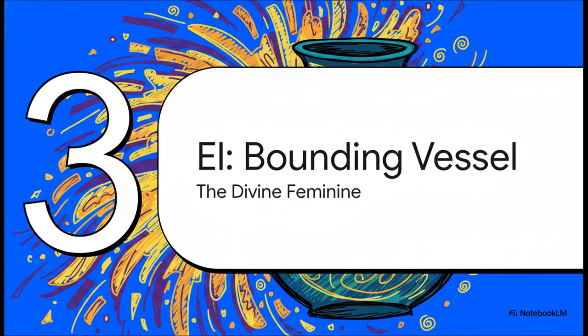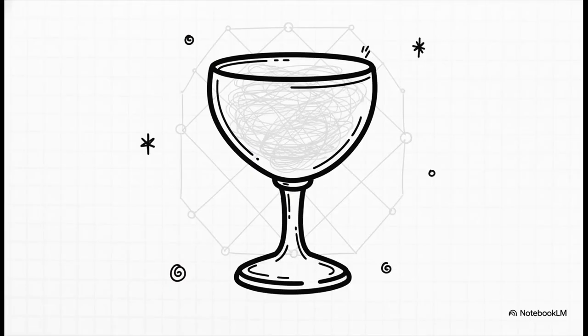Because Ra radiating energy all by itself doesn't make a structured reality, does it? It needs a container. Right, so if Ra is the infinite radiating energy of source, El is the bounding vessel required to actually hold it. Correlating to the moon, El represents the divine feminine, the receptive subconscious mind, and the physical material universe itself. It's the structural plasma lattice that accommodates reality as we know it.